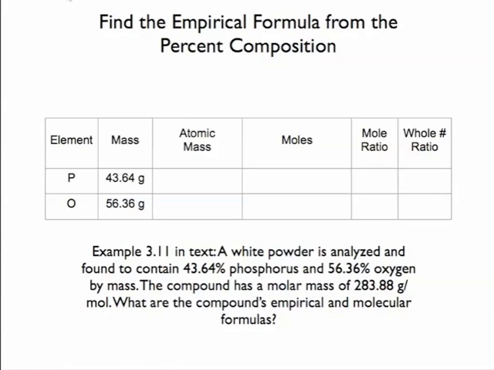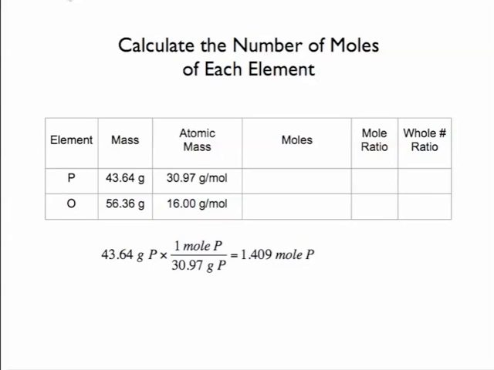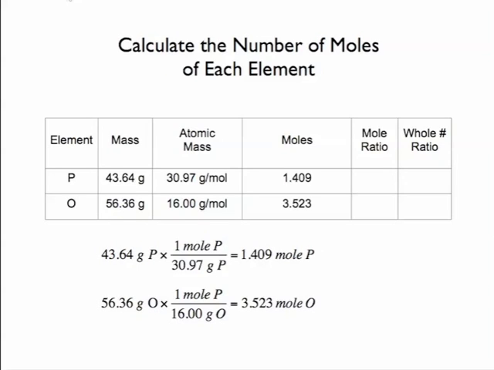Then the next thing that you will need to do is to calculate the number of moles of each element. In order to do that, you need to know the atomic mass, which can be found on the periodic table. So for phosphorus, this atomic mass is 30.97, and for oxygen, it's 16. Then to find the number of moles, divide the mass by the atomic mass, which is 1.409 moles for phosphorus and 3.523 moles for oxygen. Now you need to get the mole ratio.